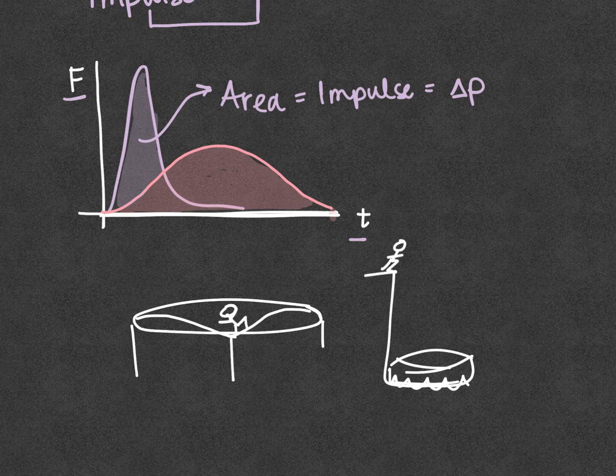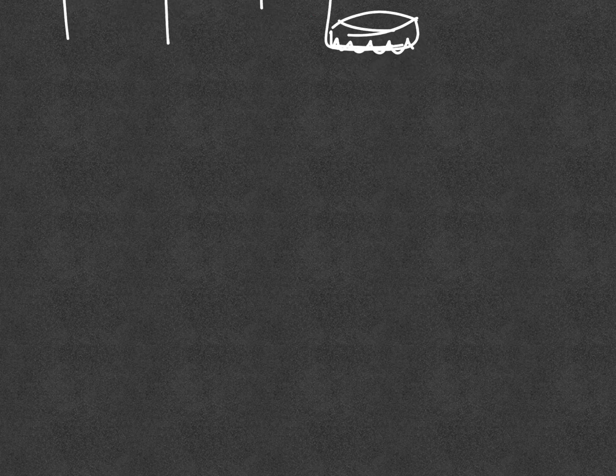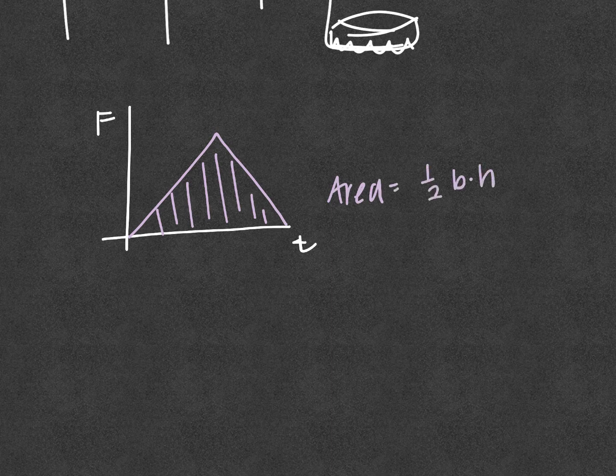Now, mathematically finding the area under this kind of curve is pretty difficult in terms of algebra. We could use calculus to determine it, but we're not going to use calculus in this course. So we could simplify the force and just make a triangle. Then the area under the triangle is just 1/2 base times height, and that is a much easier calculation.